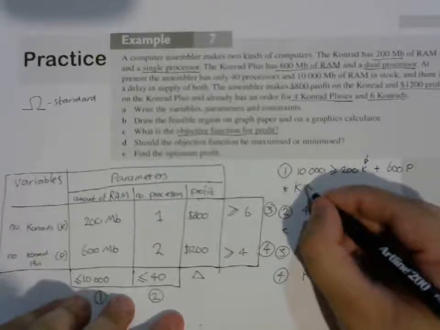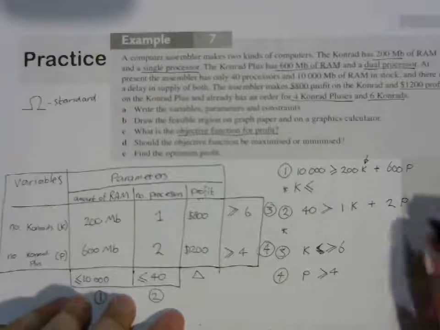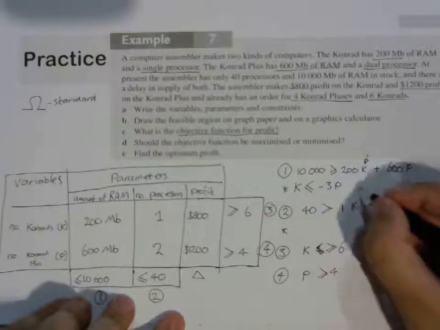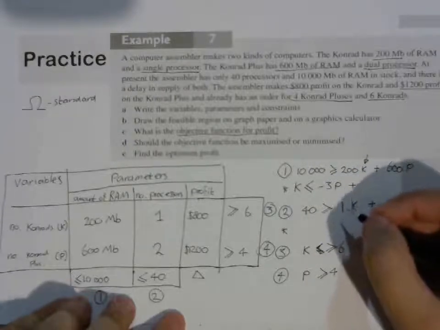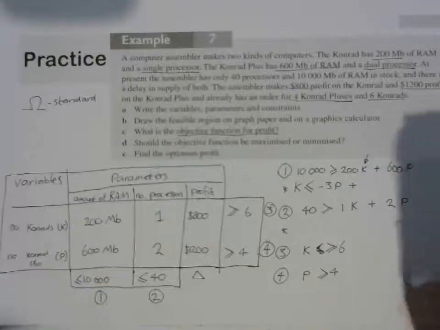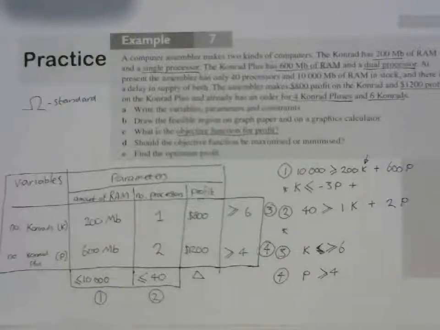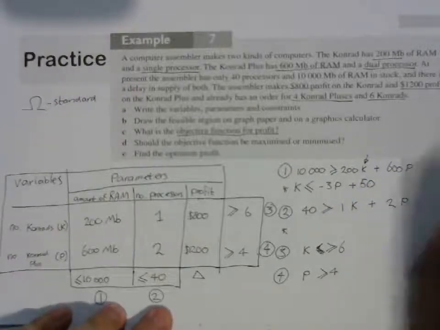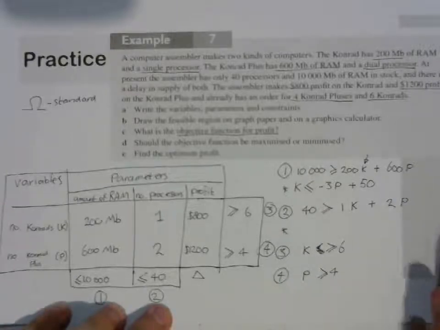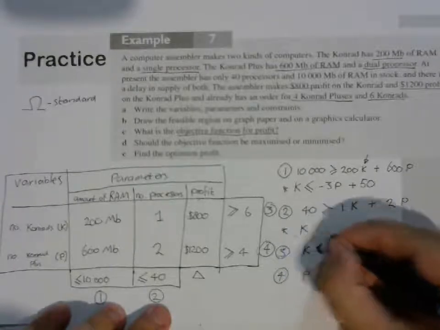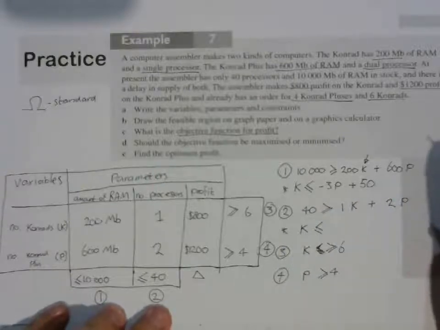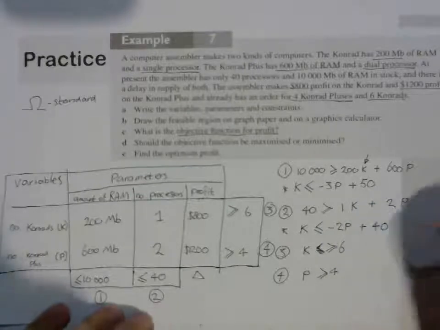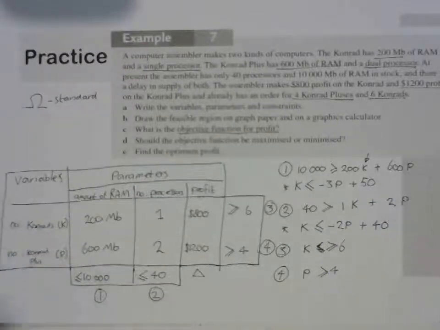K will be smaller than or equal to negative 3p plus 10,000 divided by 200, equals 50 plus 50. For my second inequality, I'm going to have K has to be larger than or equal to negative 2p plus 40. Good, nice equations, I like those.